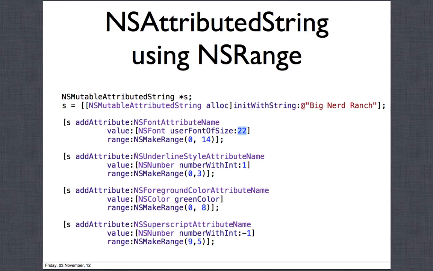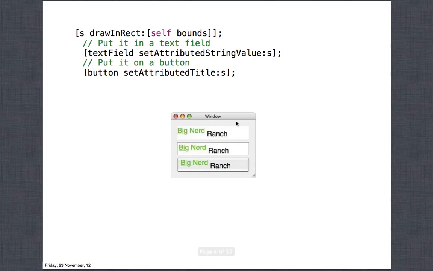Now we're adding another attribute, the underline style attribute, and we're taking the 1 and making the first three characters underlined. And then we're changing the foreground from 0 to 8, and then making the superscript from 9 to 5. So this would be a result. Actually, the result is for those lines as well.